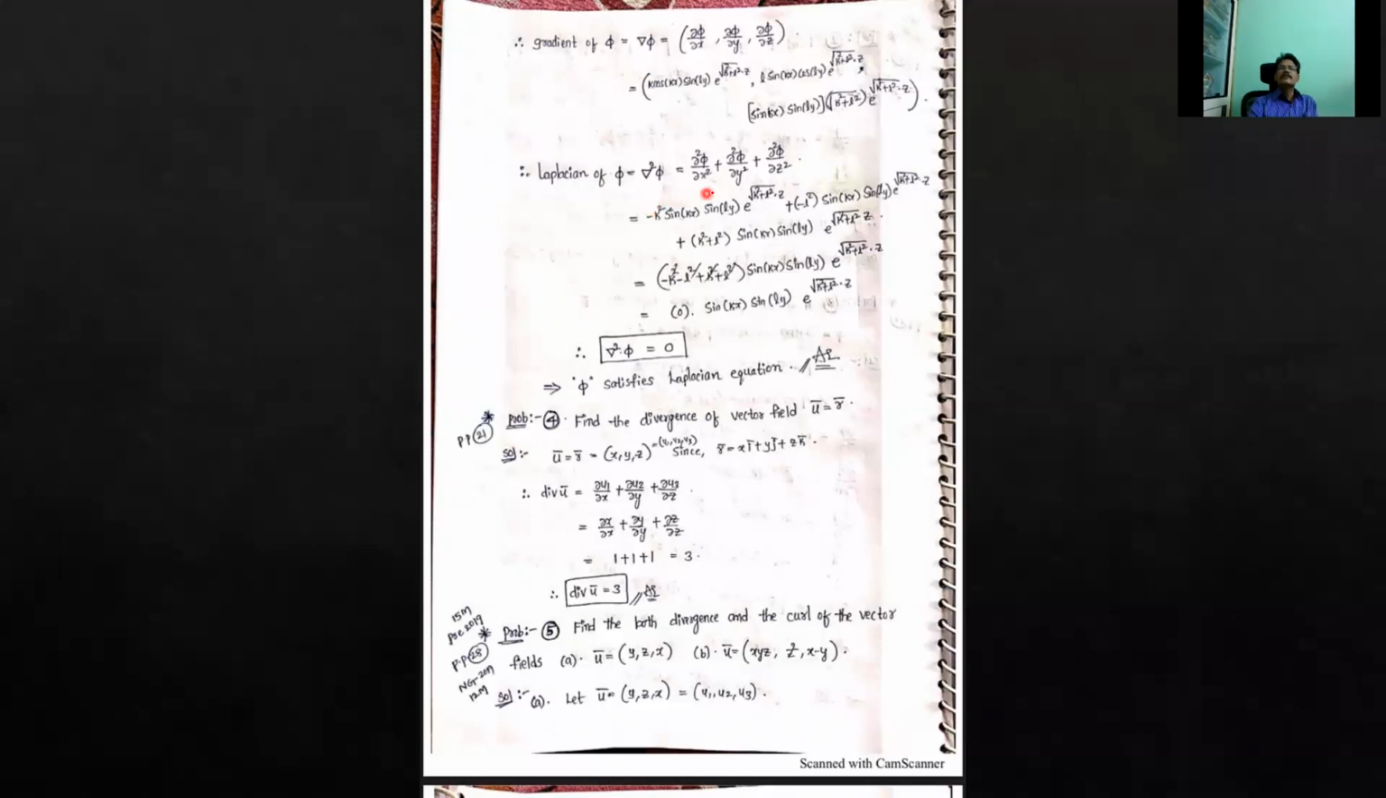Here del square phi is dou square phi by dou x square plus dou square phi by dou y square plus dou square phi by dou z square. So we can write dou square phi by dou x square is minus k square sin kx sin Ly e power root of k square plus l square z. What is dou square phi by dou y square? This is minus L square sin kx sin Ly e power root of k square plus l square z. And dou square phi by dou z square is k square plus l square sin kx sin Ly e power root of k square plus l square z.